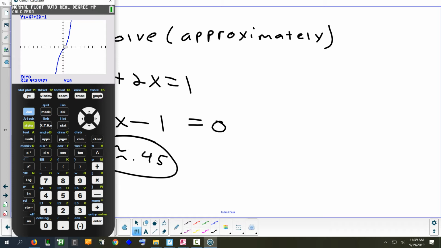Is the test going to be like some of both, like calculator and non-calculator for the other ones? Yeah, there'll be a little bit of both. Okay. Yep.